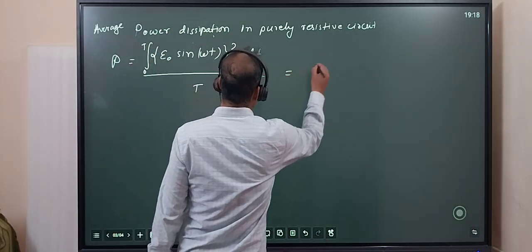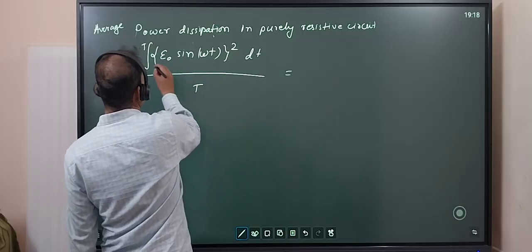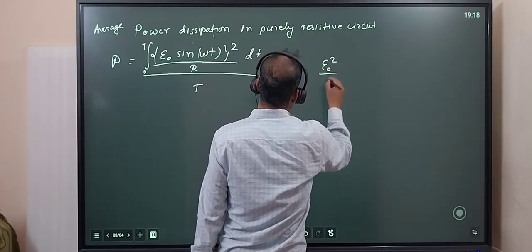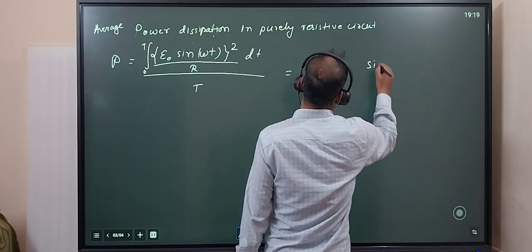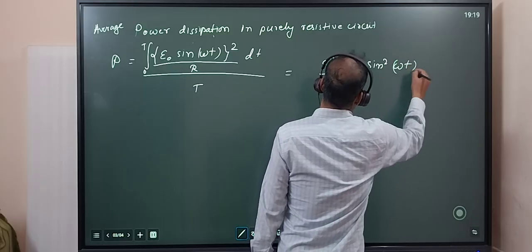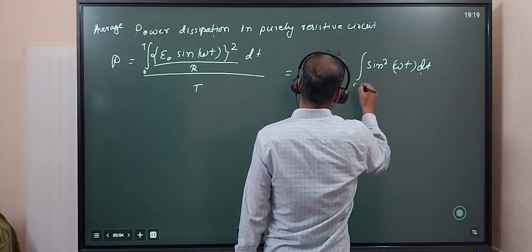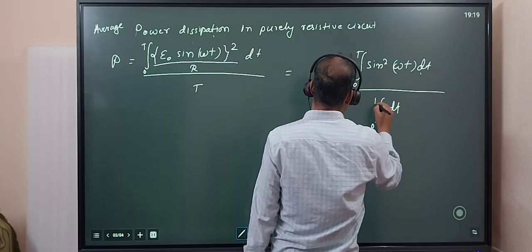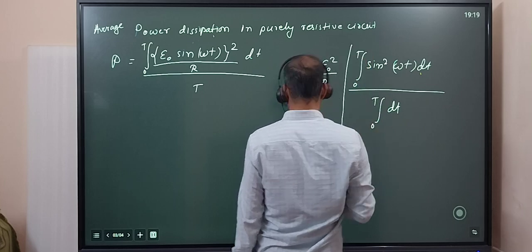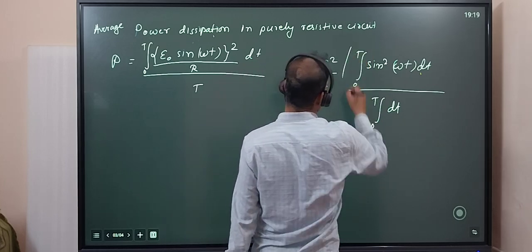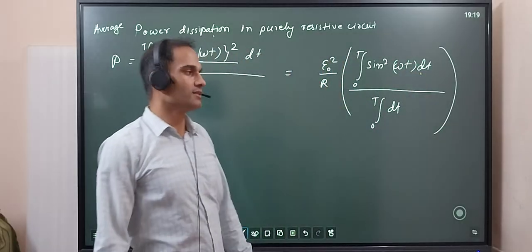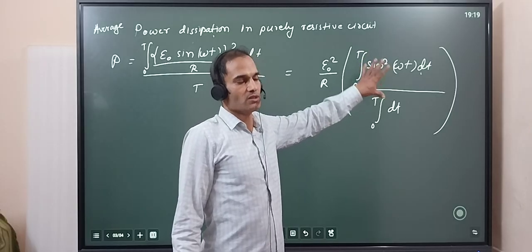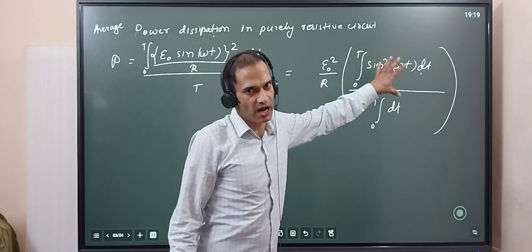Once again you can see that this is the same thing we have done. Okay, V square by R, right? We have to divide by R also. So what we are going to get is E naught square by R, and we are going to get sine square omega t dt, integration 0 to T, divided by dt 0 to T. This calculation we have already done. This calculation with a square root was 1 by root 2, and without a square root will be half.